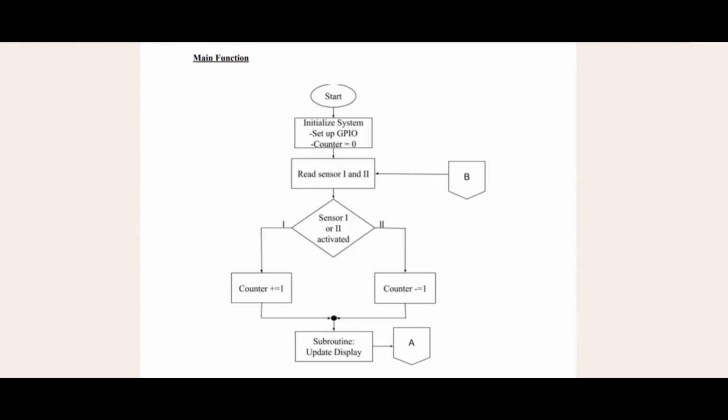For the main function of the flowchart, the system starts by initializing GPIO pins and setting the car counter to 0. It continuously reads sensor 1, which represents the car entry, and sensor 2, which represents the car exit. If sensor 1 is pressed, the car count will be increased by 1. If sensor 2 is pressed, the car count will be decreased by 1. After updating the count, it calls the update display subroutine.